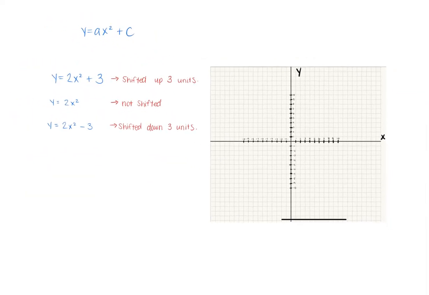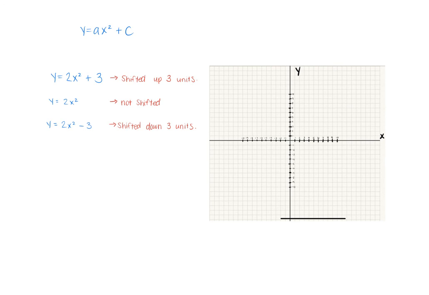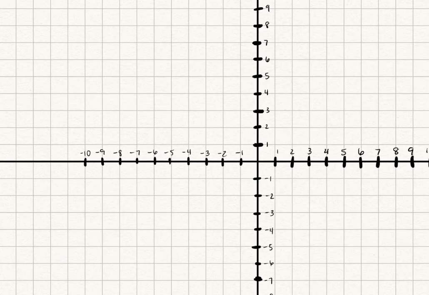Okay, and the last thing that we're going to look at, guys, is when we shift a graph. So if you have y equals ax squared plus c, that means this c is an extra number that's being added to your x squared term. So for example, all these include 2x squared. The first one has a plus 3, and that means that we shift the graph up 3 units. So your vertex is no longer going to be at 0, 0. It's going to be 3 units up. So if we go 1, 2, 3 units up, our vertex will be right here.